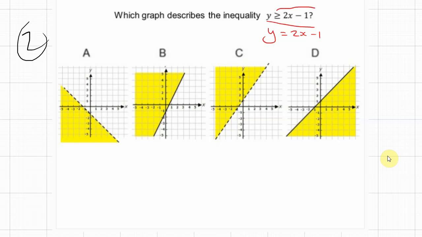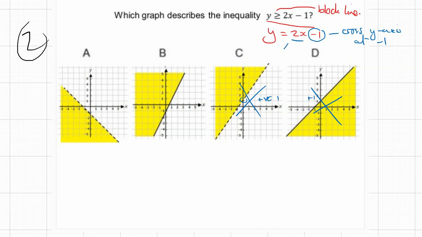We know because of this, we're going to have a solid line. So, y equals 2x minus 1, we know from this here, it's going to cross the y-axis at -1. So, straight away, this one doesn't work, and this one doesn't work, because they cross it at +1, and it crosses it at +1. We want it to cross at -1, so this one and this one work. Next, it needs to have a gradient of 2. So that's a positive gradient.